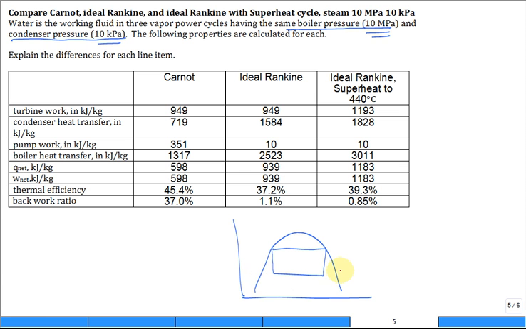The ideal Rankine will have the same corner here, move over, up a little bit, and there, that finishes it out. True? So that's the ideal Rankine with no superheat.